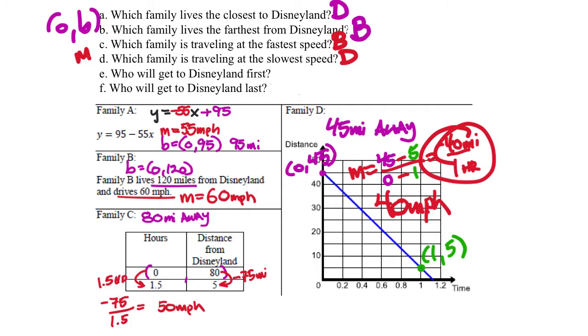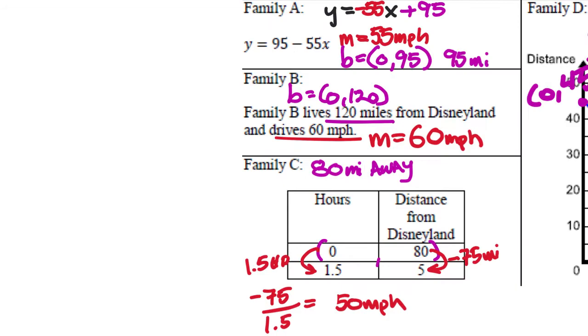So who will get there? Who's going to get to Disneyland first? Let's go through each family and figure that out. So family A, I'm going to use the equation to solve this one. That's y equals negative 55x plus 95. When I solve this, it will tell me how long it's going to take them. Well, to figure out how long it's going to take to get to Disneyland, that means their distance would be 0. Once the distance is 0, then they're at Disneyland, right? So I'm just going to solve this equation.